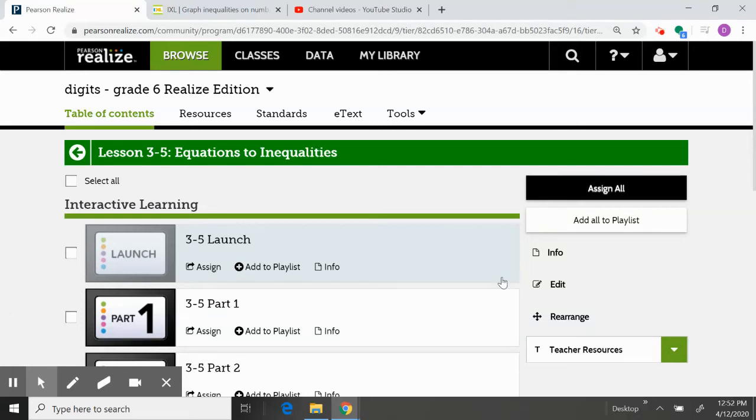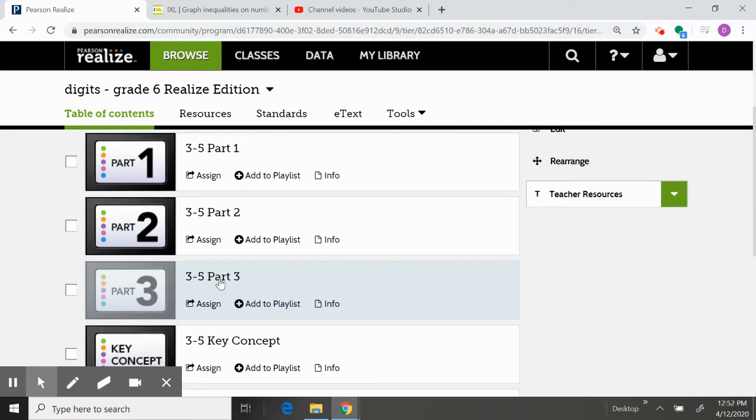Hello again. Today we are going to look at Lesson 3.5, Equations to Inequalities, but we're going to look at Part 3. Part 3 is where we get into the number lines that you'll be seeing over the next day or so. And anytime you do inequalities with variables, etc., you might be seeing some number lines. So let's look at Part 3.